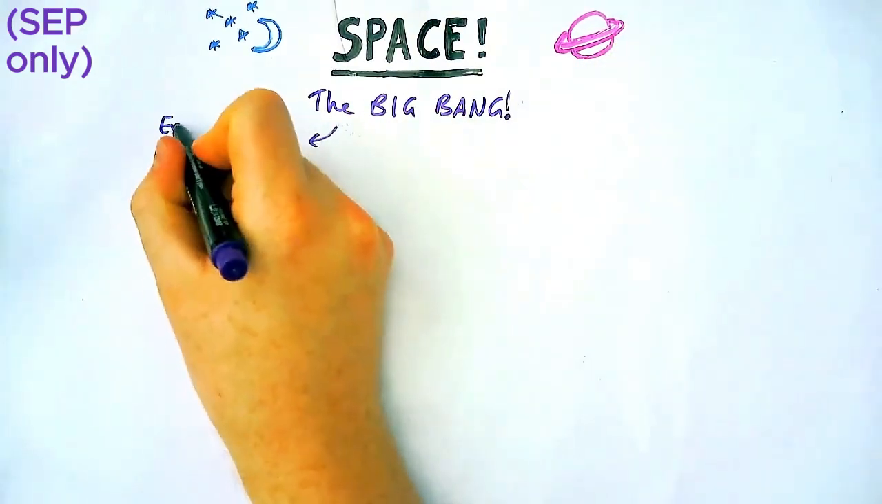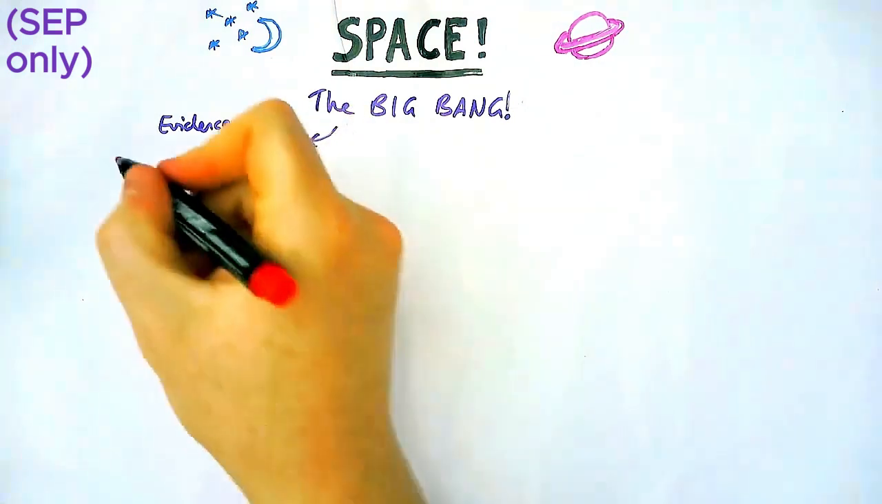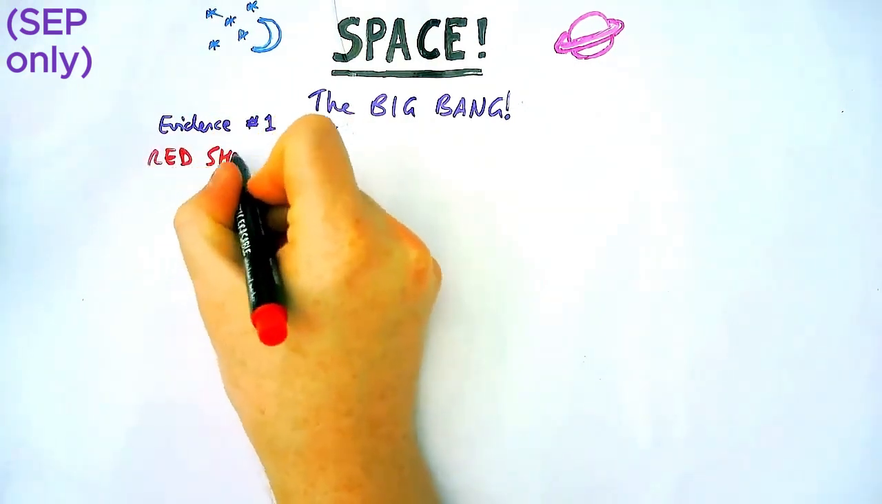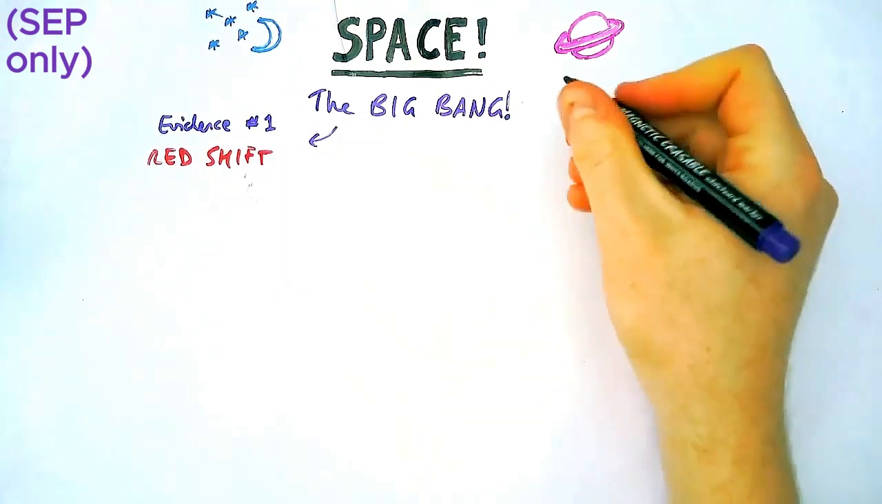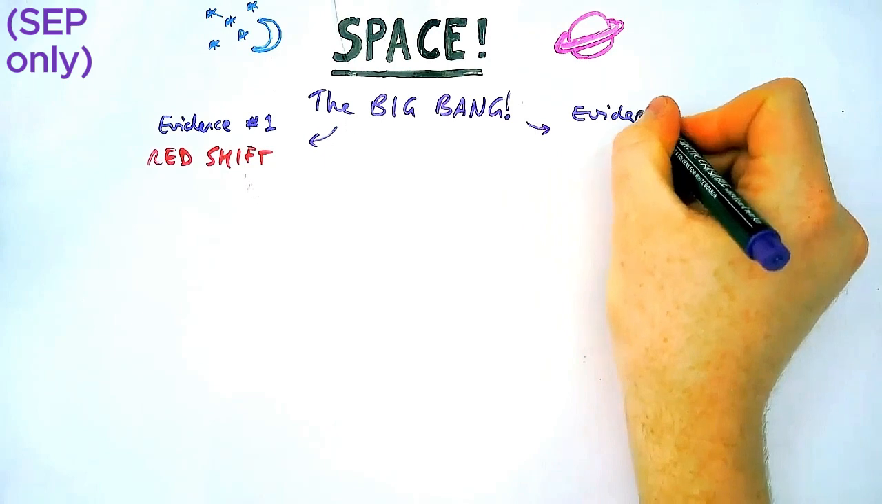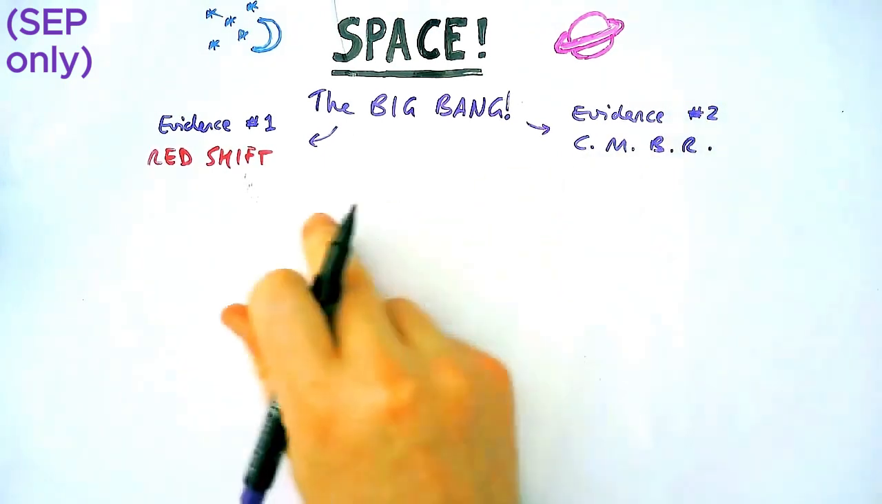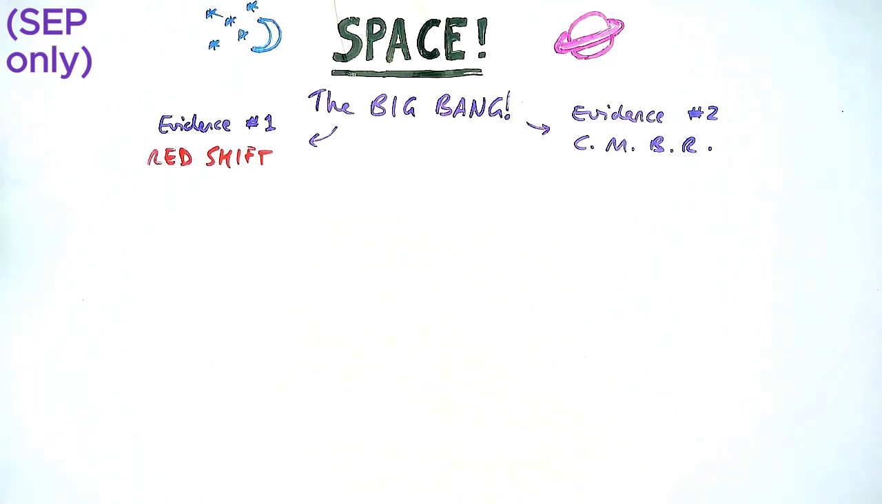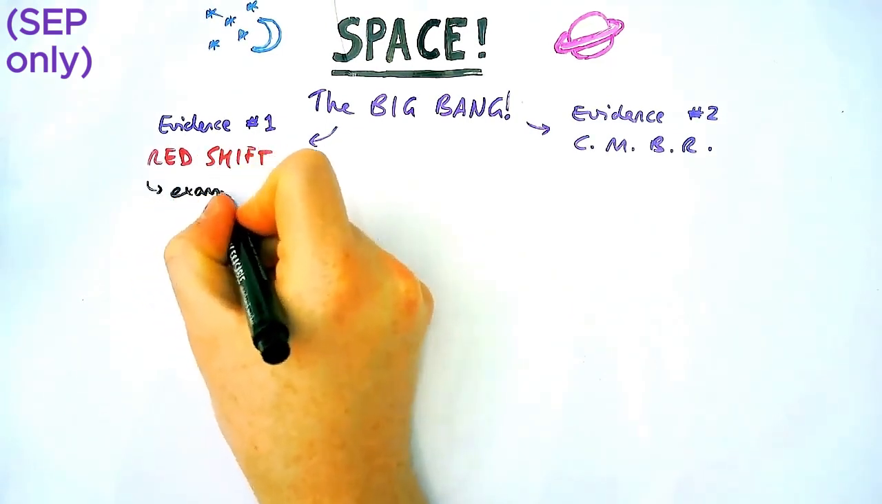Part two of this video is going to talk about the Big Bang, which we have a bunch of evidence for. Evidence number one is something called redshift, which we'll go on to explain in a moment. Evidence number two is something called CMBR, which again we'll come on to in a little bit. So Big Bang, very, very confident scientific theory. Evidence for it we learn at GCSE.